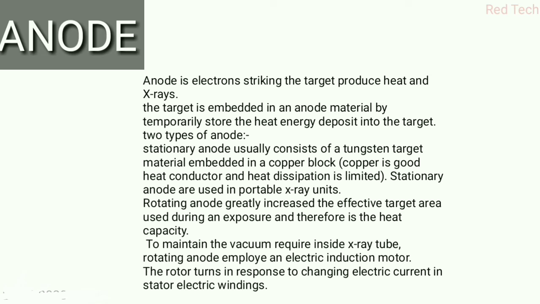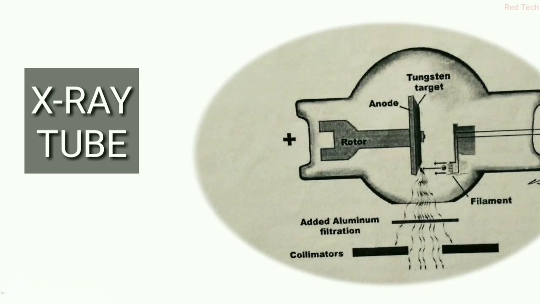So this is all about the anode. We must remember the stationary and the rotating anode. I hope you are clear on all the points. So this is the X-ray tube with a diagram, a quick review about the X-ray tube. Here you can see in the diagram the anode rotator. In the anode, we use two types: one is stationary and another is rotating anode.